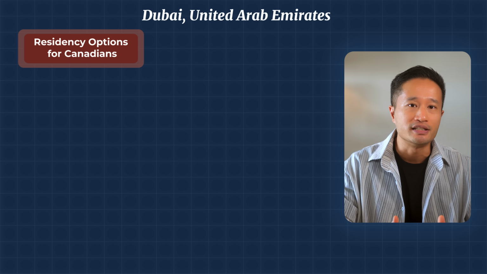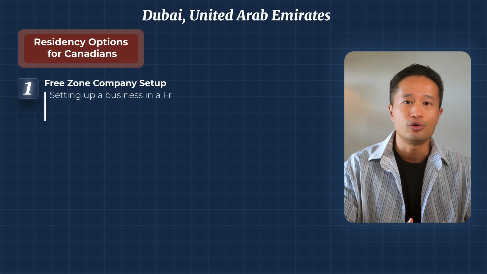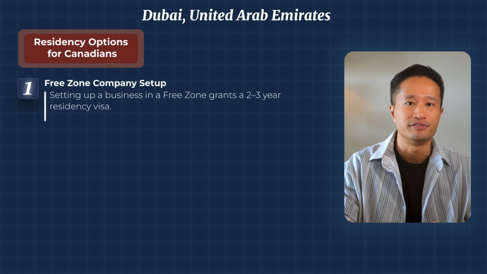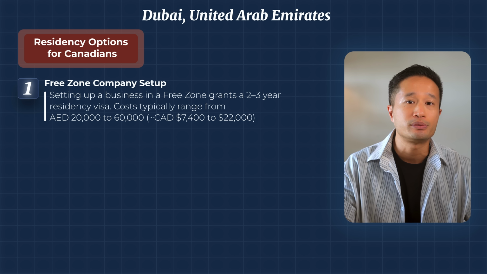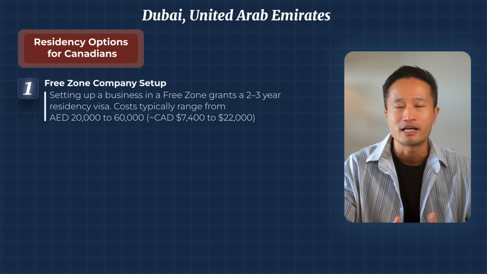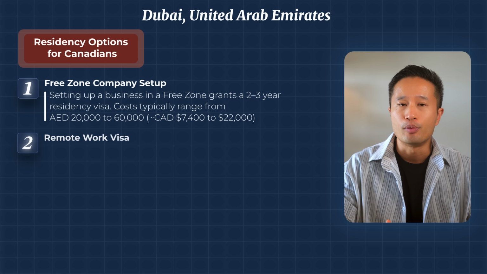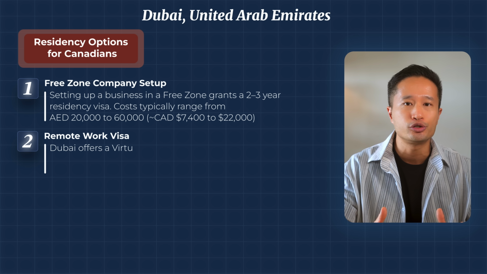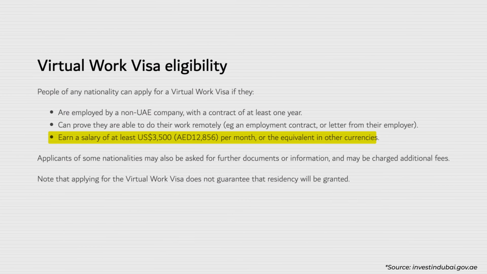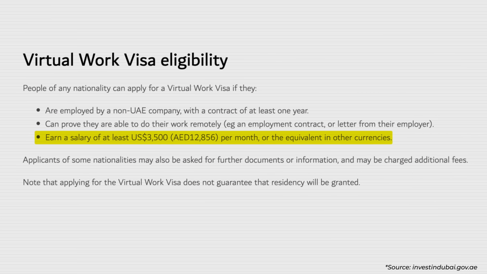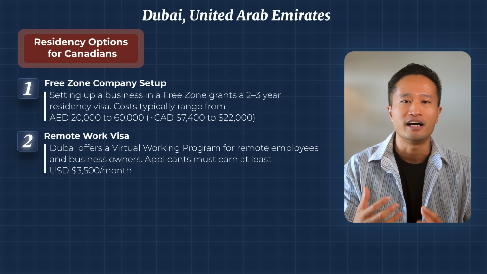Residency options for Canadians. First, you have your free zone company setup. Setting up a business in a free zone grants a 2 to 3 year residency visa. Costs typically range from 20 to 60,000 AED, which is approximately 7 to 22,000 Canadian dollars, depending on the free zone and business type. Then you have your remote work visa. Dubai offers a virtual working program for remote employees and business owners. Applicants must earn at least $3,500 USD a month, show proof of employment or ownership, and provide health insurance.